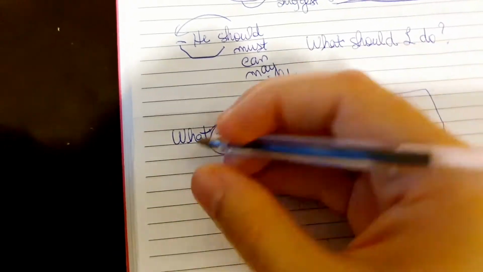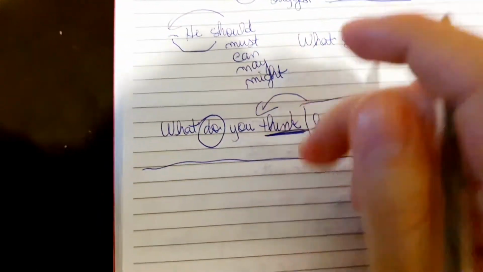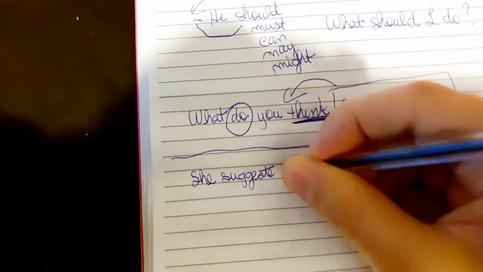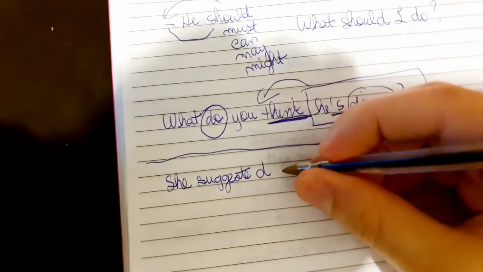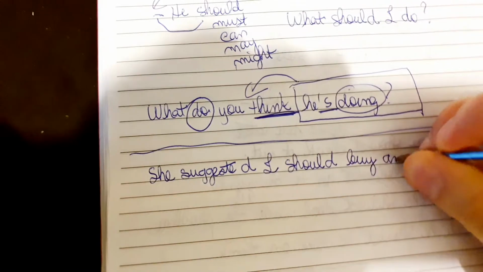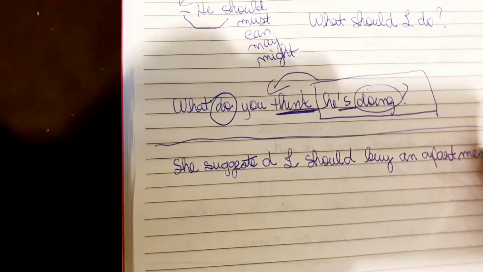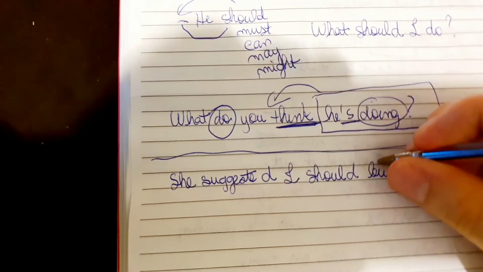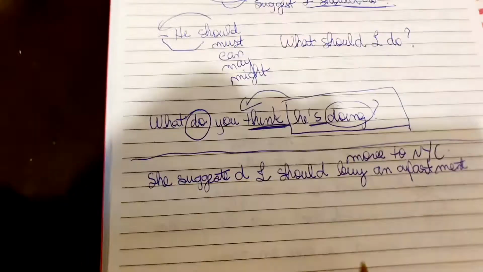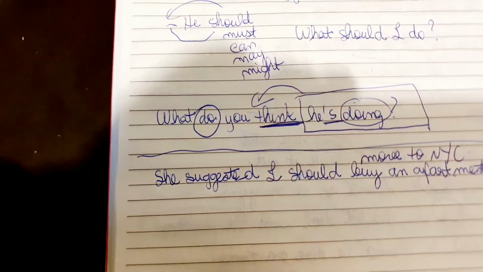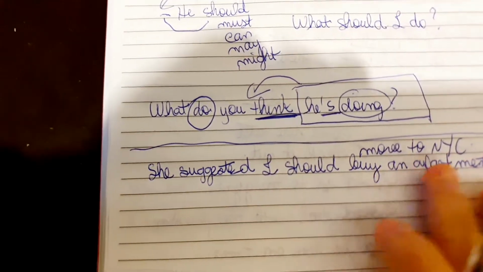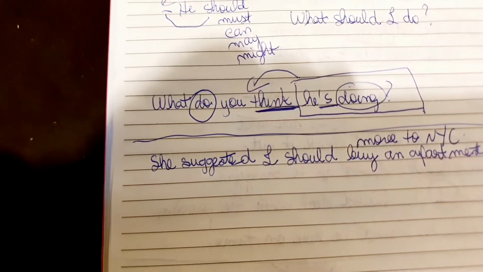Let's recall just one example. It's kind of an indirect speech. For example, she suggested I should buy an apartment. Or she suggested I should move to New York City. Let's first understand this sentence. I used suggest, that I should buy or should do something. Is it necessary to use the verb should?